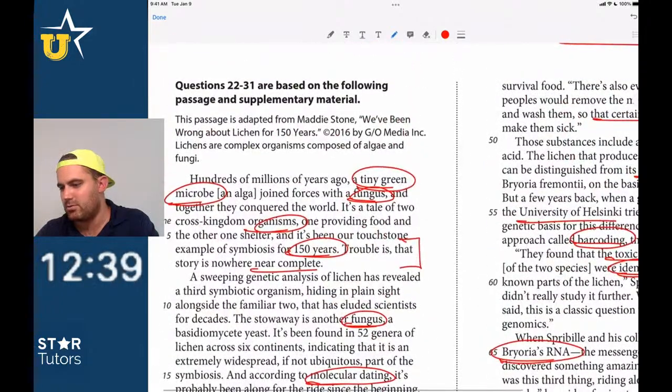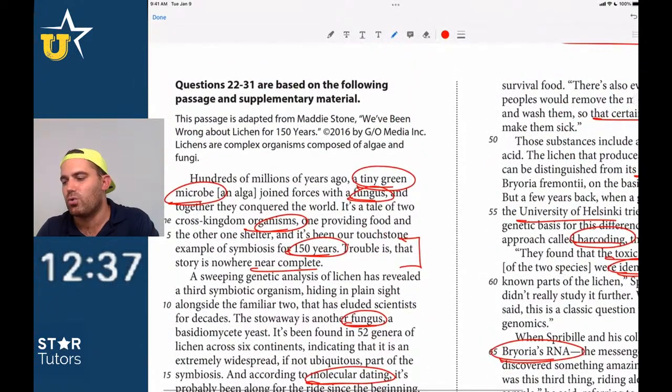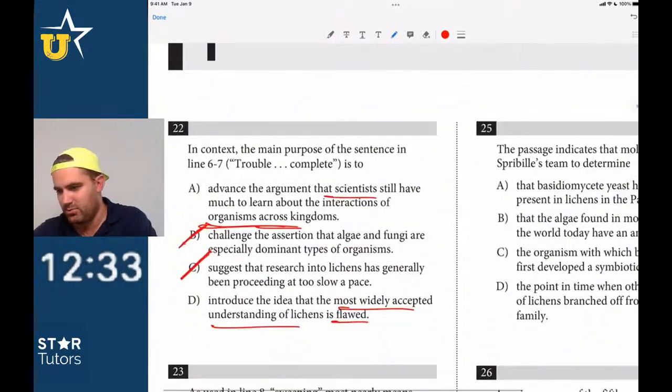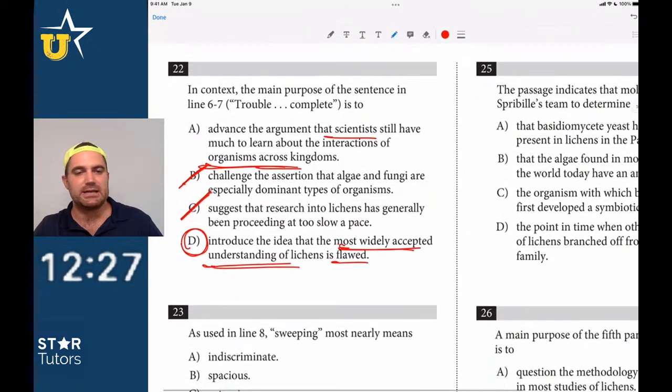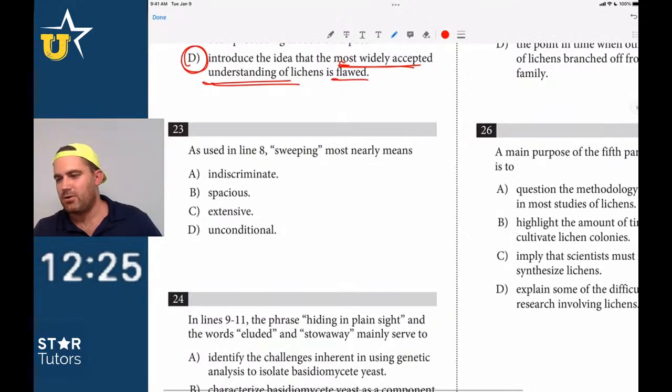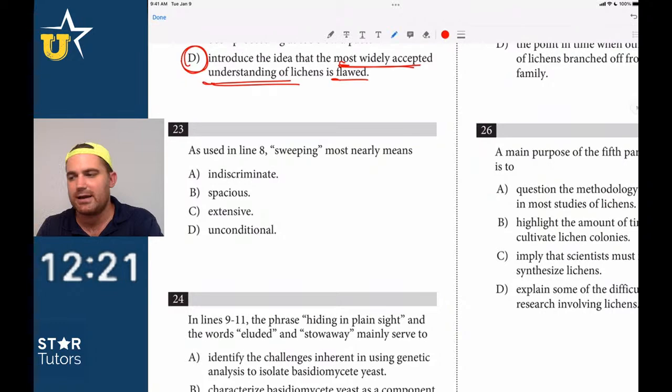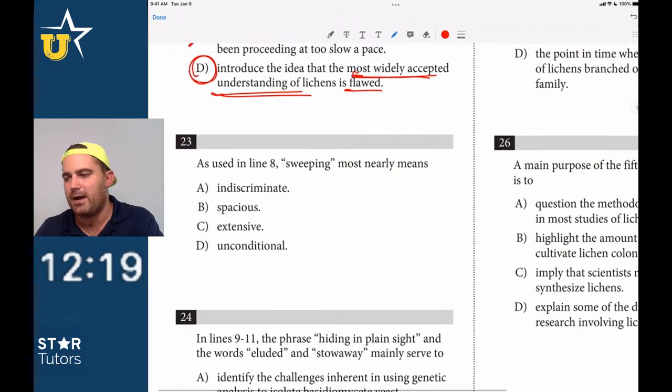This is a harder one. Trouble is that story is that story that they're talking about. So I think it's got to be D here for number 22. Right, that story is nowhere near complete. That being the most widely accepted understanding. Okay, I think that one's probably right. And again, always go back. That's a tough question, but they gave a specific line number. So if you're struggling with that a bit, it's okay to go back.